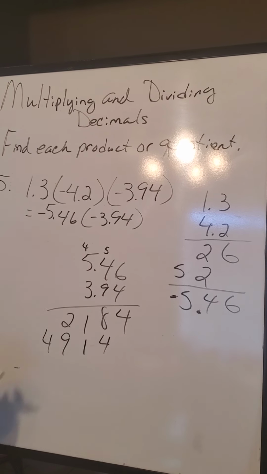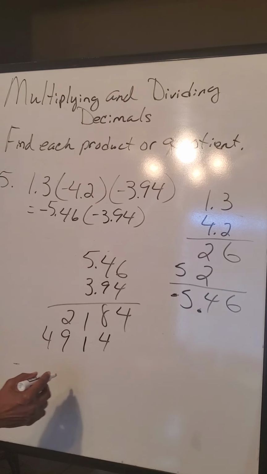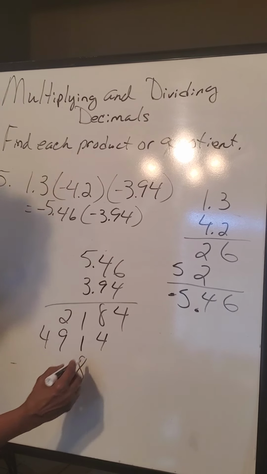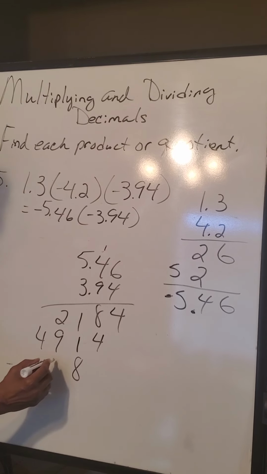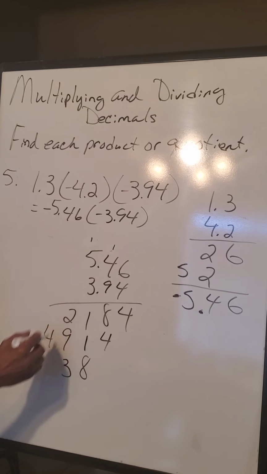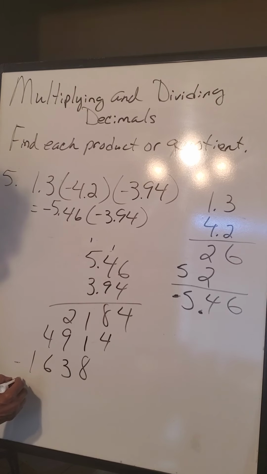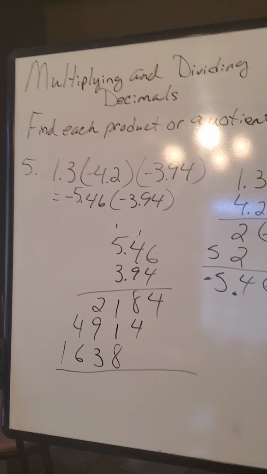Now multiply by your 3. 3 times 6 gives you 18. 3 times 4 gives you 12, and 12 plus 1 gives you 13. 3 times 5 is 15, plus 1 gives you 16. It is very important that you put the digits in the correct place. Now we're ready to add.